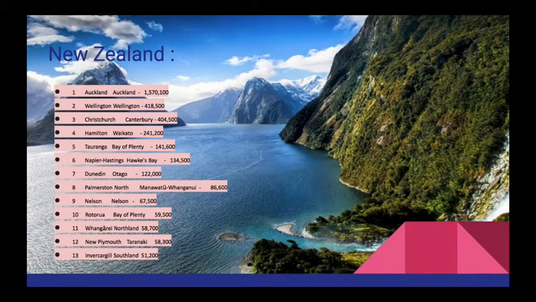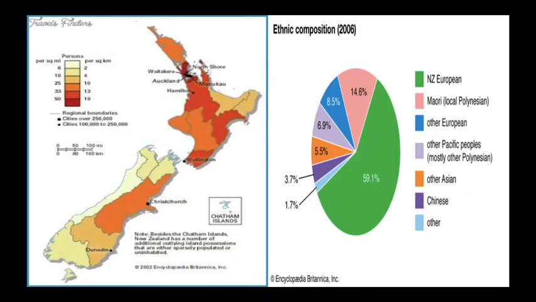Continuing with New Zealand. Number 1, Auckland at around 1,500,000 people. Wellington at around 400,000 people. Christchurch, Canterbury at 400,000 people. Hamilton at around 240,000 people. Tauranga Bay of Plenty at around 140,000 people, and the list goes on, as you can see. And to the left is the map of New Zealand which shows the people per square kilometer, and to the right is a chart of the ethnic composition.